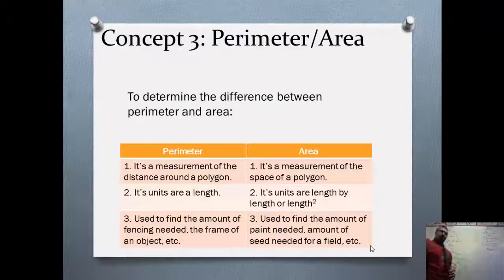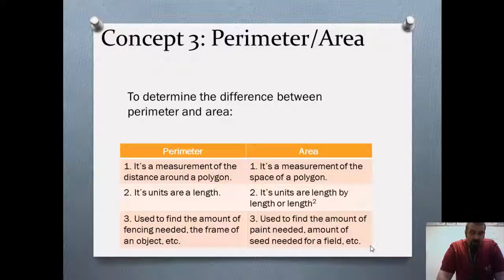Now, I haven't done anything with perimeter yet. But if I ask for perimeter, or if I ask for area, we have to know the difference. Perimeter is the total length around an object. So the perimeter is just a measurement around the polygon.